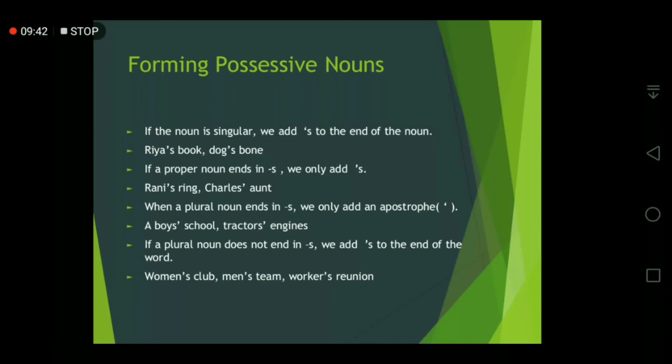So women, men, workers, these are plurals. But these words, like children, women, men, don't contain the letter s. There are lots of plurals that don't contain the letter s. So in that case, you have to use apostrophe and s, whether it is singular or plural. If there is no s in the word, you add the apostrophe and s. Clear?